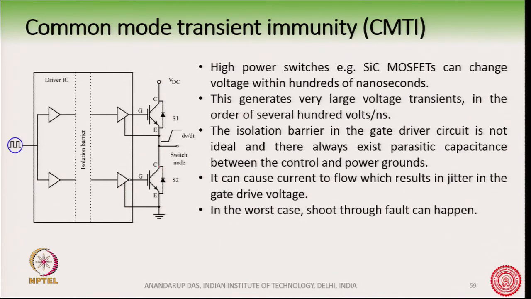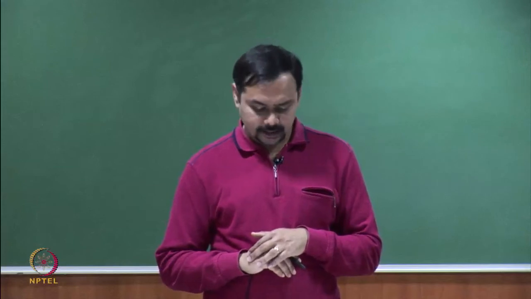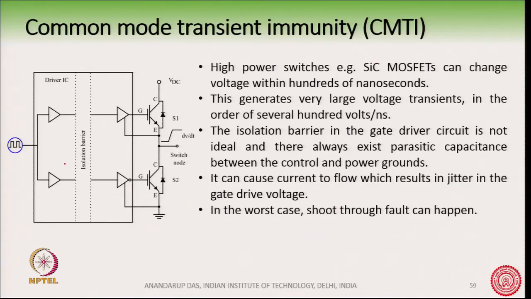So, this voltage during turn on or off can change drastically, in the order of several hundreds of volts per nanosecond. Now, although the isolation barrier in the gate drive circuit is present, it is not ideal. That means there is a parasitic capacitance here, and also we know that the gate collector terminals have a capacitance between them.